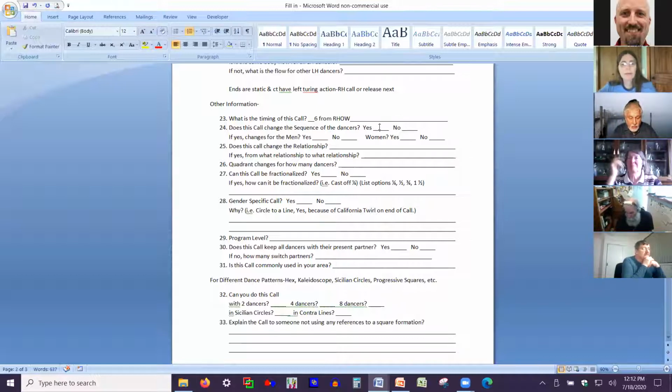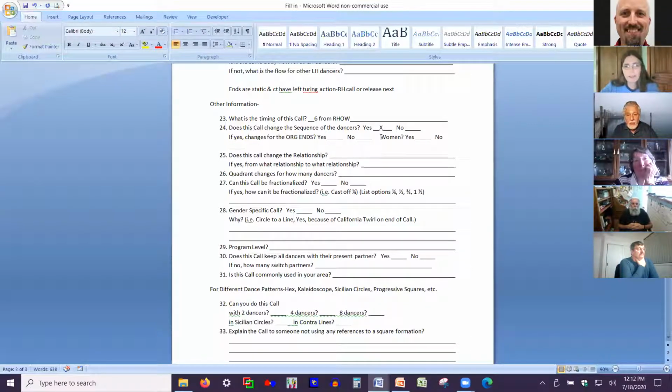In a swing through, no. In a flutter wheel, yes. Well, I'm going to argue with you on that one because it does change the sequence of the dancers. And instead of saying men and women, I'm going to say original ends and original centers. Yeah, you have one issue there.